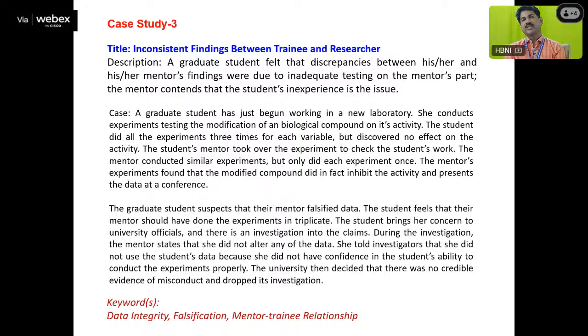So what they were doing, they have a biological compound in which they have done some modification, and they were studying whether this modification is generating any new type of activity in that biological compound, or the modification is not showing any statistically significant activity. The student did all the experiments very meticulously, and repeated 3 times for each variable, but discovered that there is no statistically significant effect on the activity.